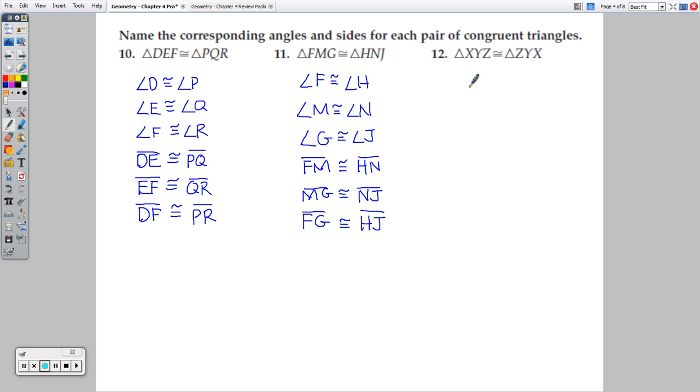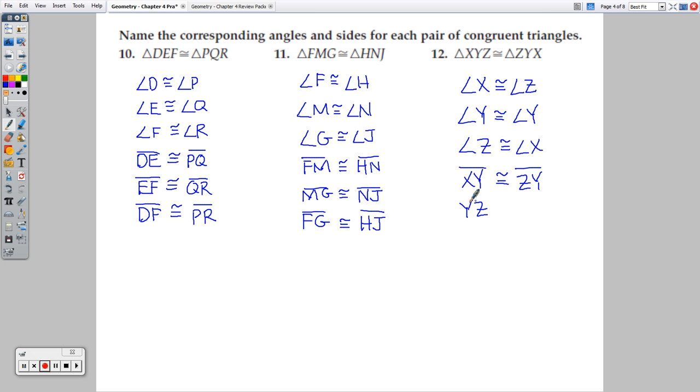And one other one here, angle X congruent to angle Z. And from this one to this one, you got angle Y is congruent to angle Y, and you have angle Z is congruent to angle X from this triangle to that one. You would say XY is congruent to ZY. You would say YZ is congruent to YX. So the last two letters, and then first and last, XZ, congruent to first and last in the other triangle, ZX.